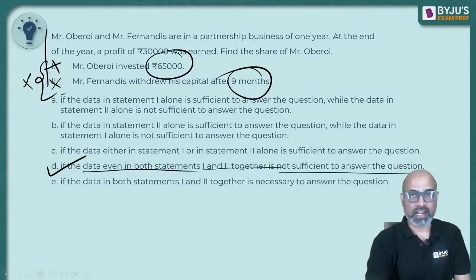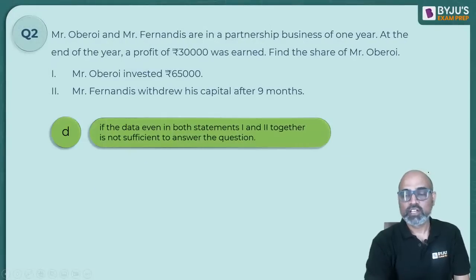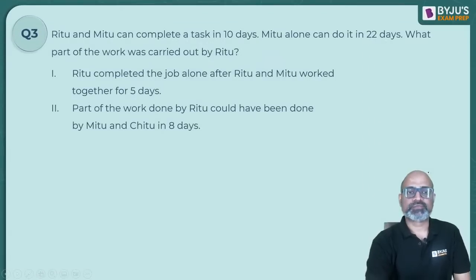Rohan, this is the standard level of data sufficiency in CET. Okay, so I'll get the answer as delta D. Let's move to the third question.